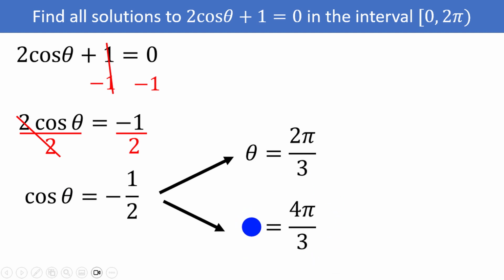So cosine of 4 pi over 3 or 2 pi over 3, those will both be negative 1/2. And those are the only times when cosine of an angle is negative 1/2 on the interval of 0 to 2 pi. So we are done.